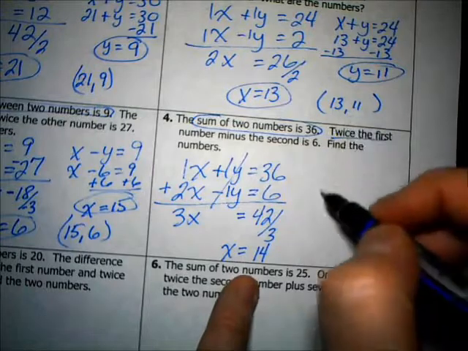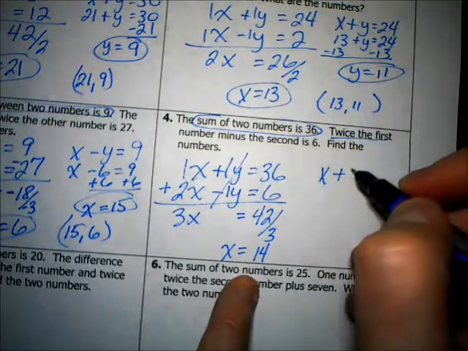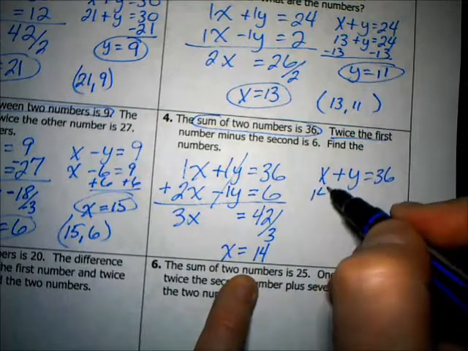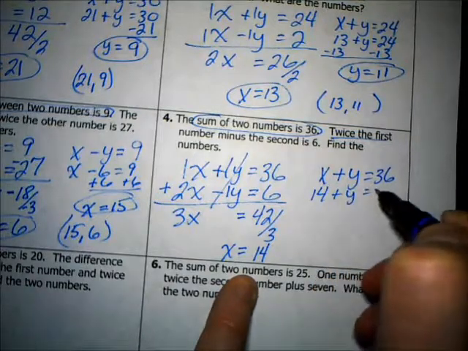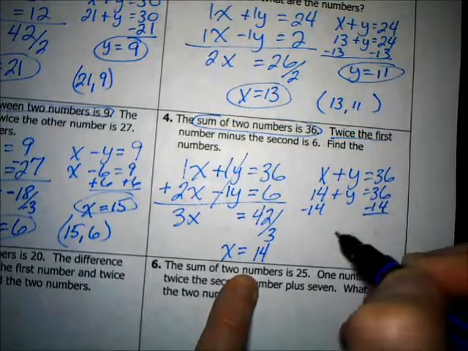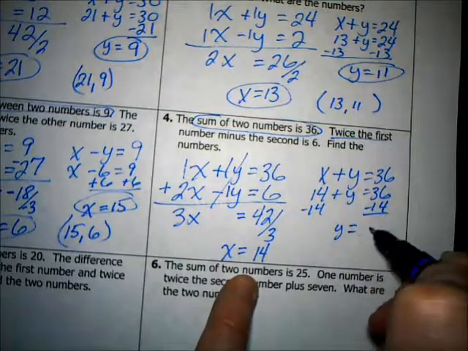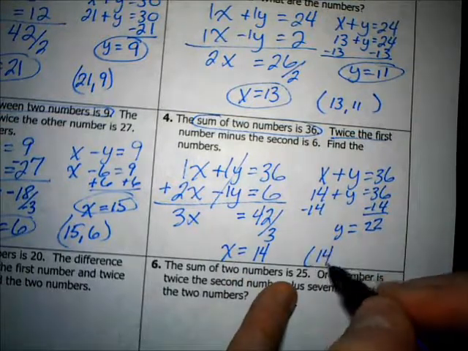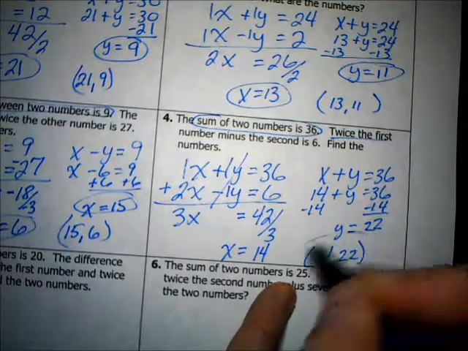Take it, plug it back in. I'm going to go with the first equation. 14 goes in for x. I'm going to subtract 14. That gives you y is equal to 22. So my two numbers are 14 and 22.